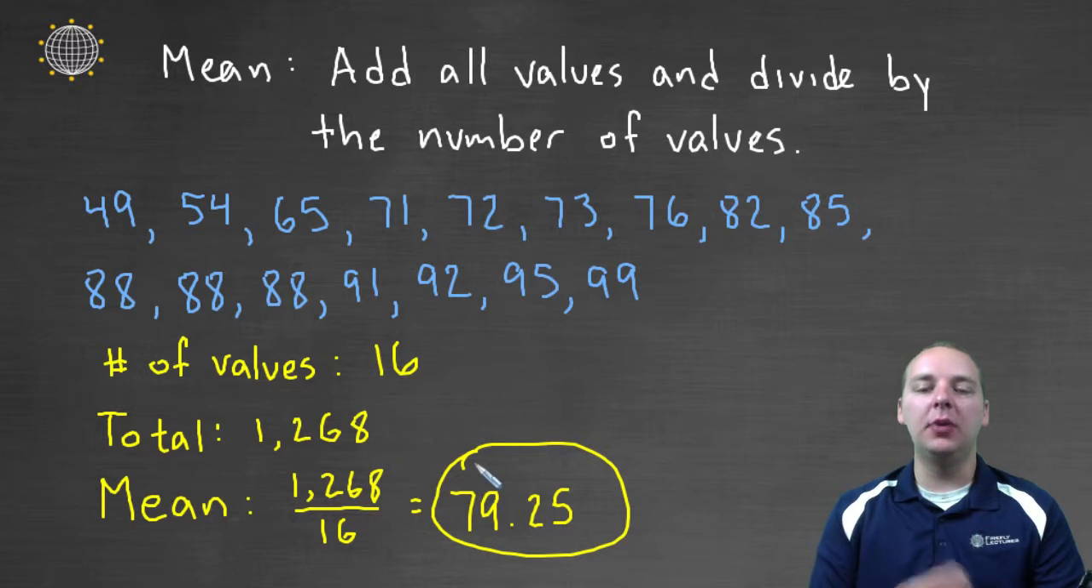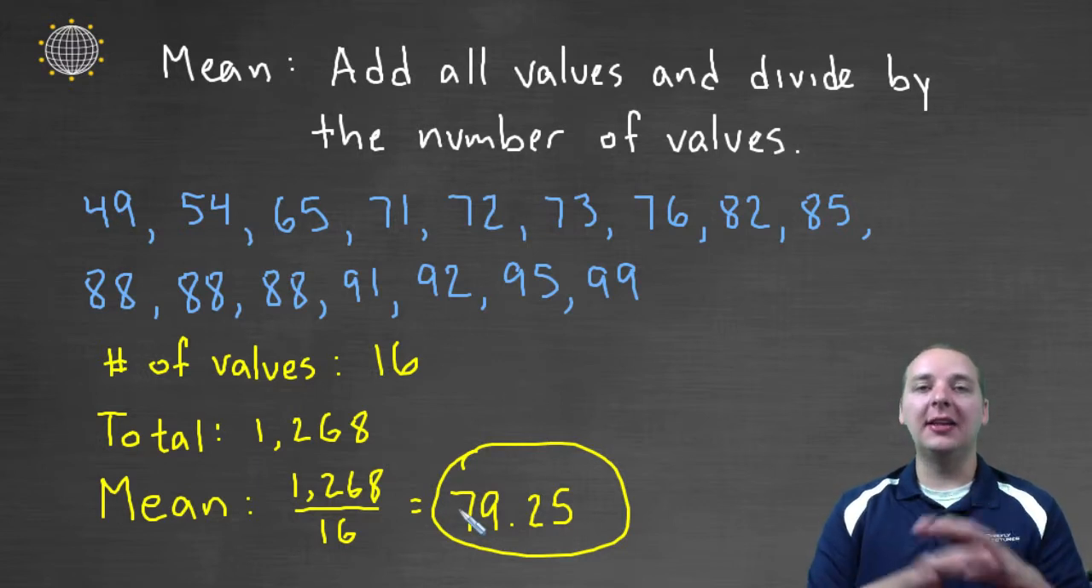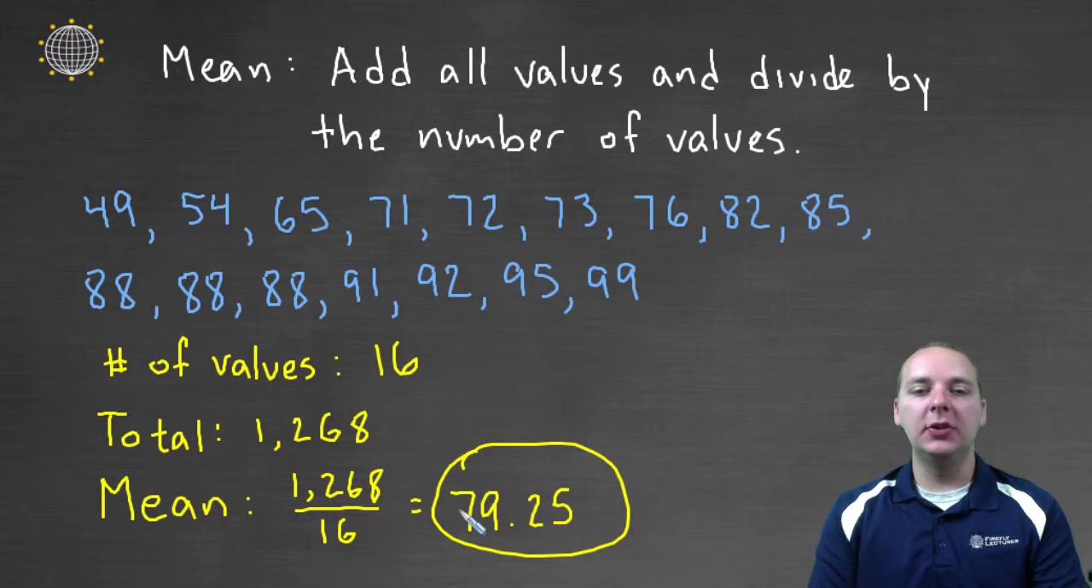So now what is this number? What does this mean represent? This is one number that best represents the entire set of data, the entire set of test grades. And so this gives you a good feel of how the class did as a whole. If this number was closer to 100, the class did great. If this number was much lower, then the class didn't do so well.